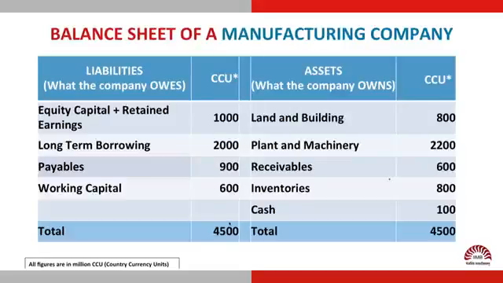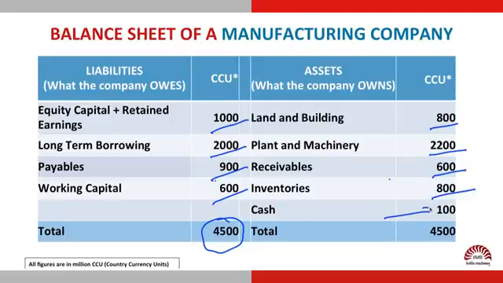The 4,500, which is the balance sheet size, comprises equity and retained earnings of 1,000, long-term borrowings 2,000, accounts payables 900, working capital 600, adding up to a total of 4,500. On the asset side, we have land and building 800, plant and machinery 2,200, receivables 600, inventories 800, cash 100, which adds up to a total of 4,500.